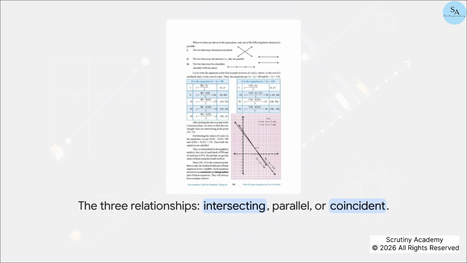Now, how can two straight lines interact on a flat piece of paper? Well, there are really only 3 logical possibilities here. 1, they cross each other at a single, exact point. 2, they run perfectly side by side like train tracks and never ever meet, which means they're parallel. Or 3, they lie exactly on top of one another, which means they are coincident. And that's it. That is literally the entire foundation of this whole topic.